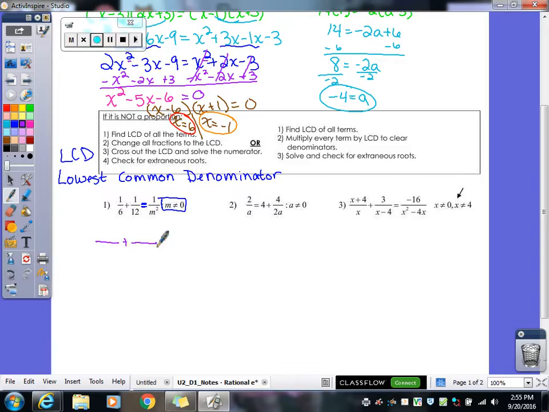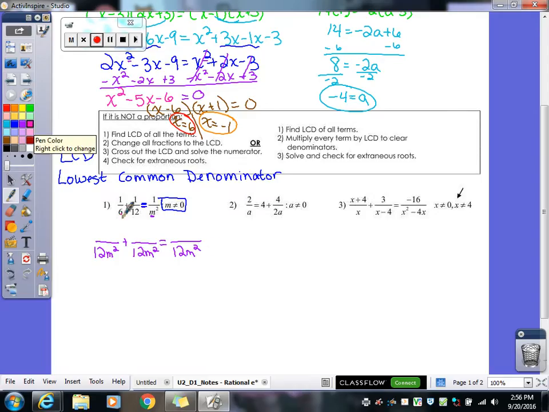So what I need to do here is find a common denominator. Looking at my numbers, I can make a 6 turn into a 12. So number-wise, we're going to have a 12. But there is this m squared here, so that also needs to be part of our common denominator. So 12m squared will be our new denominator.